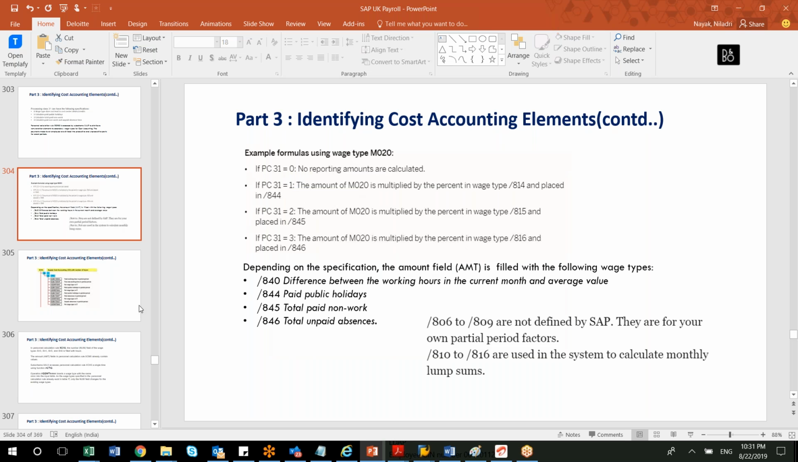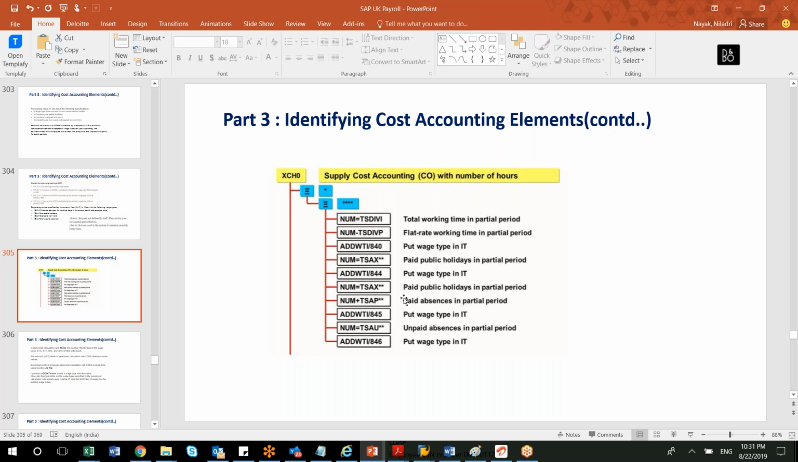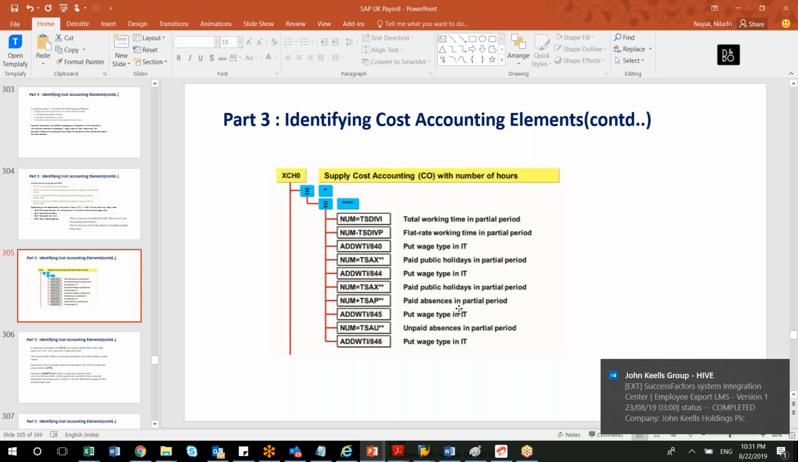Suppose there are no public holidays. Say I'm talking about the month of July, and there is no public holiday or national holiday. The system will still check, and if there is none, it will proceed to the next step. Similarly, if there are any paid absences, the system will check for that particular period.